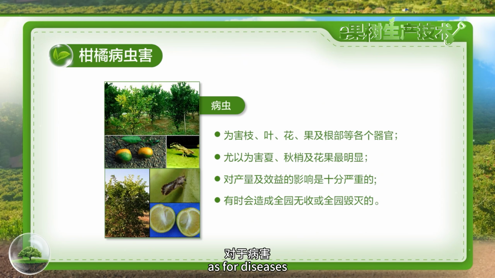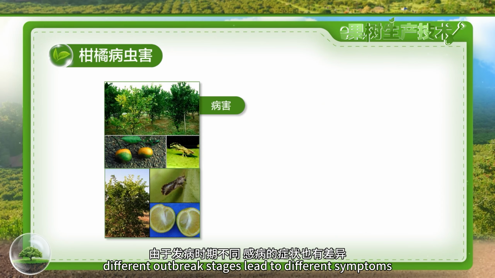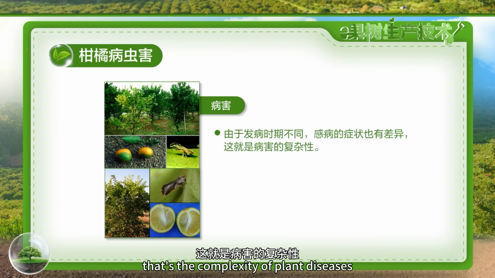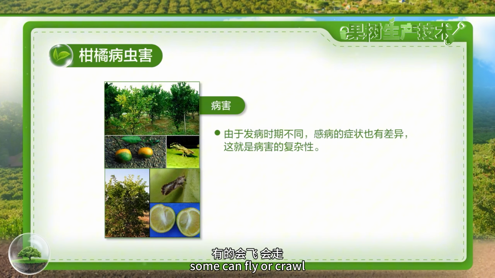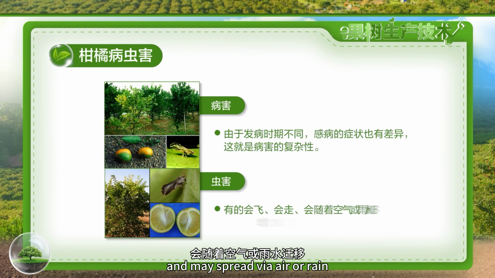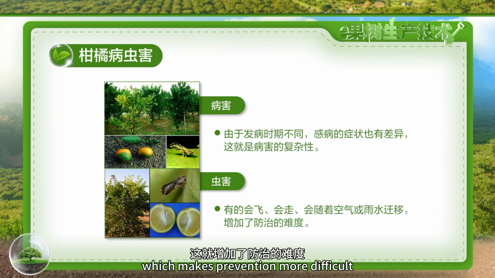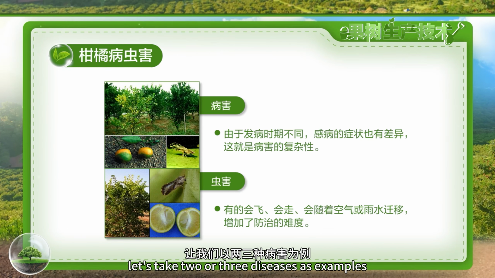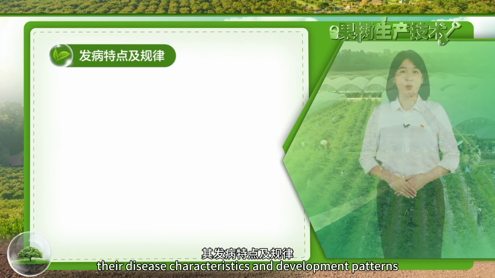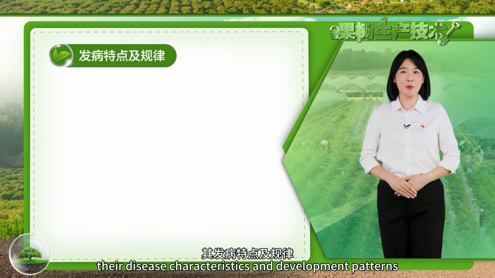As for diseases, different outbreak stages lead to different symptoms. That's the complexity of plant diseases. For insect pests, some can fly or crawl, and may spread via air or rain, which makes prevention more difficult. Let's take 2 or 3 diseases as examples. First, let's understand their disease characteristics and development patterns.